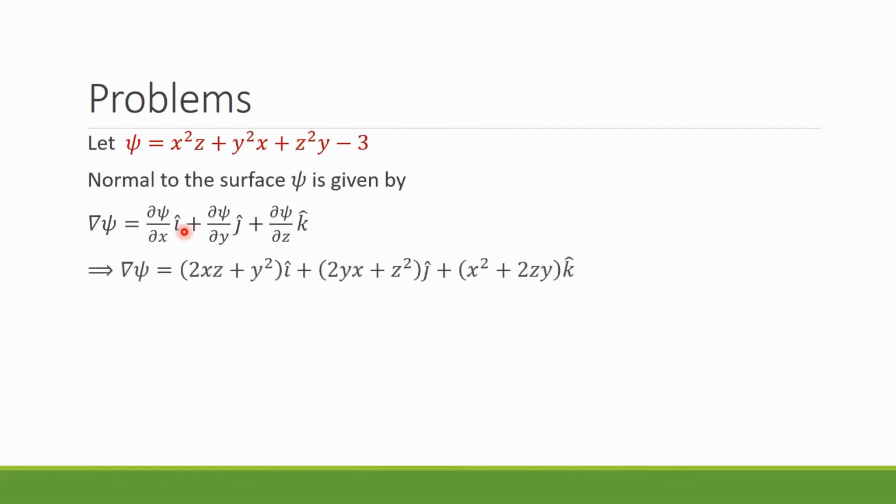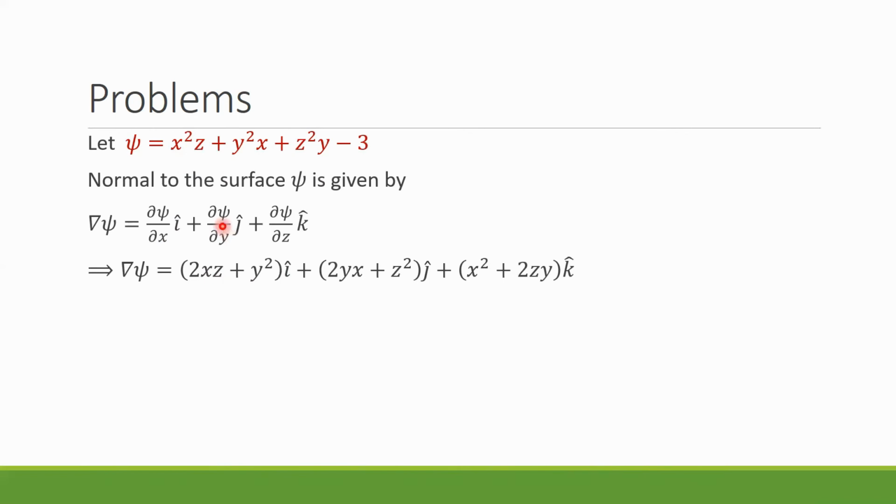Now let us put the partial derivatives directly, dou psi by dou x. So when you differentiate this with respect to x, what do you get? x square z gives us 2xz, y square x gives us y square, z square y becomes 0 and minus 3 also becomes 0, into i.